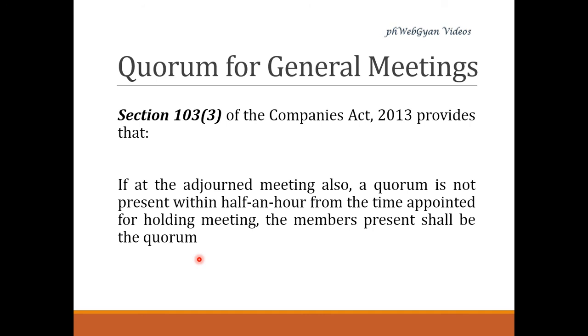Now it says if at the adjourned meeting also. Now what we have discussed earlier is if the quorum is not present within half an hour, then the meeting shall stand adjourned. But in case of extraordinary general meetings, which is called by the requisitionists, if the quorum is not present, then the meeting shall stand cancelled. So this section 103 subsection 3 doesn't apply to those meetings which shall stand cancelled once the quorum is not present. It applies only to those meetings which stand adjourned.